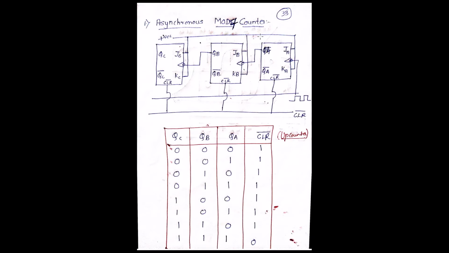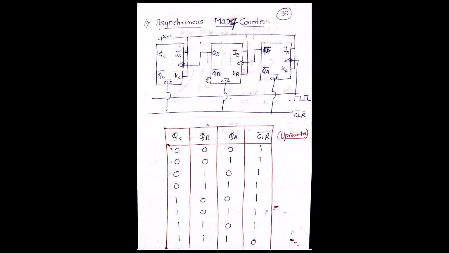So what do you mean by an asynchronous counter? As I told you, an asynchronous counter basically indicates that a clock is applied to only the LSB flip-flop, and then the output of every flip-flop acts as an input clock to the next flip-flop. Hence that is an asynchronous counter. So now we are going to design a mod 7 asynchronous counter.